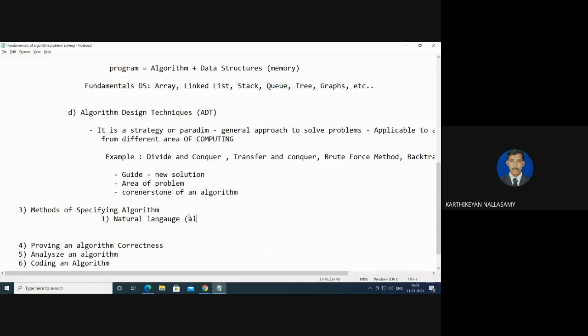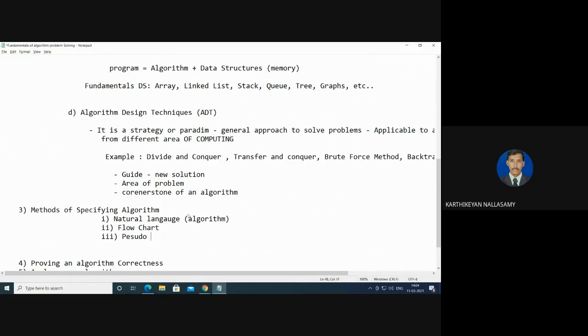So normally we are going to write it as a step-by-step algorithm, or maybe we are going to provide it in terms of a pictorial representation. I think you already know what a pictorial representation is. We are going to provide the solution with the help of a flowchart, or maybe we can go with the concept of pseudocode. So these are the three possible ways we are going to represent the algorithm.